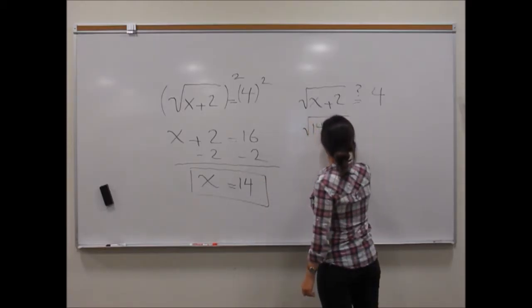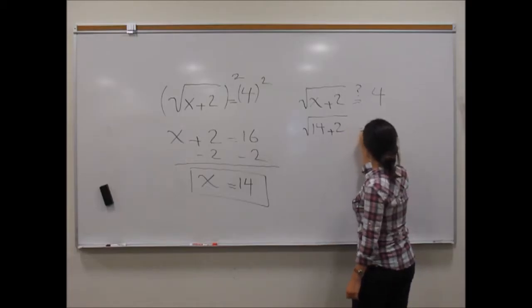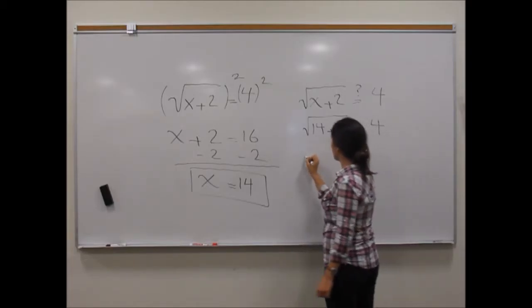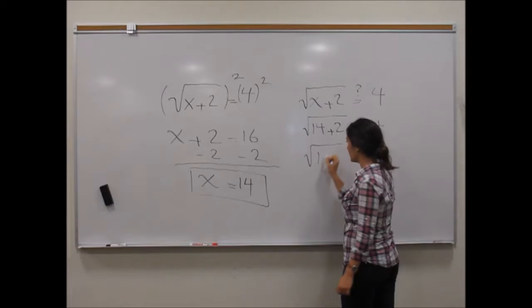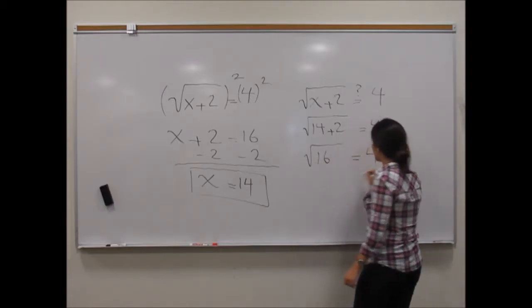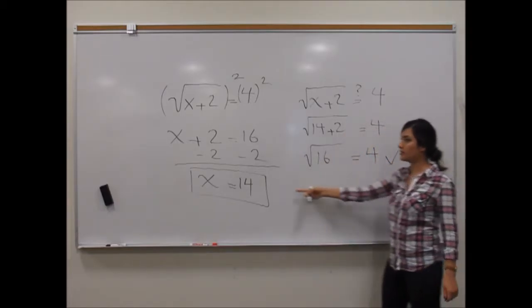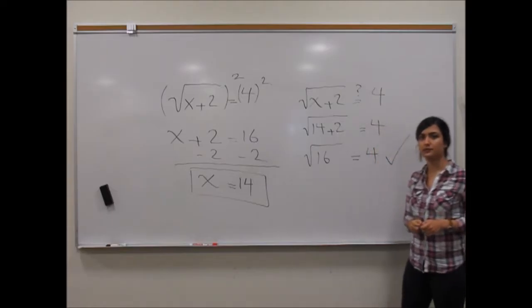I would get √(14 + 2) = 4. And then 14 + 2 is 16, √16 = 4. And this is absolutely true. So our answer is x = 14.